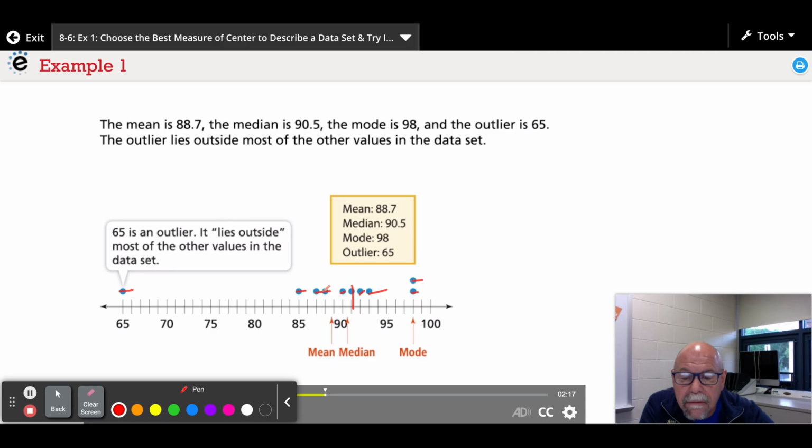1, 2, 3, 4, 5, 1, 2. Okay, so yeah, it would have been between these two. I'm not sure what I did incorrectly, but so you find the mean of 90 and 91 to get 90.5, and then the mode is the one that occurs most often, right? So 98 occurs most often, and then this outlier, the piece of data that's way outside.